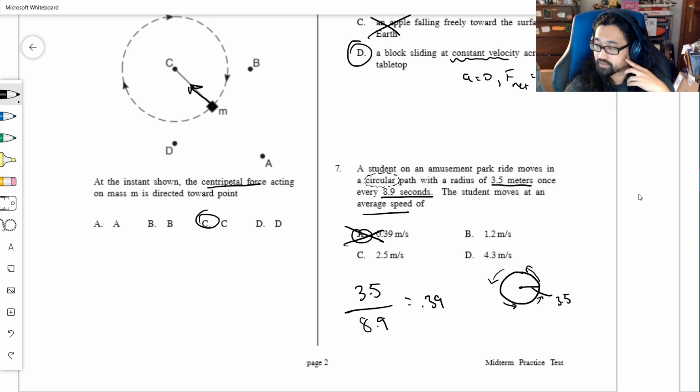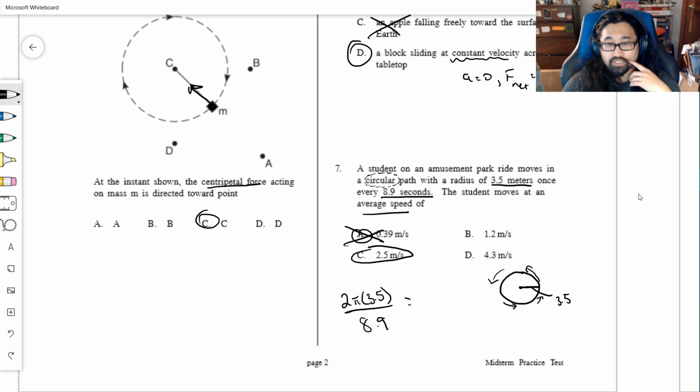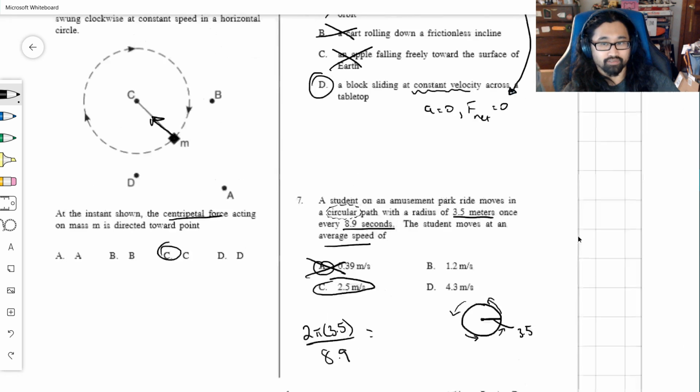They're not traveling from the center out to the end and back. So the distance traveled is not 3.5. It's the circumference of the circle, which is 2 times pi times 3.5. And when you do that, you get C, 2.5 meters per second. It's still distance divided by time. You just need to be careful of what distance you are traveling.